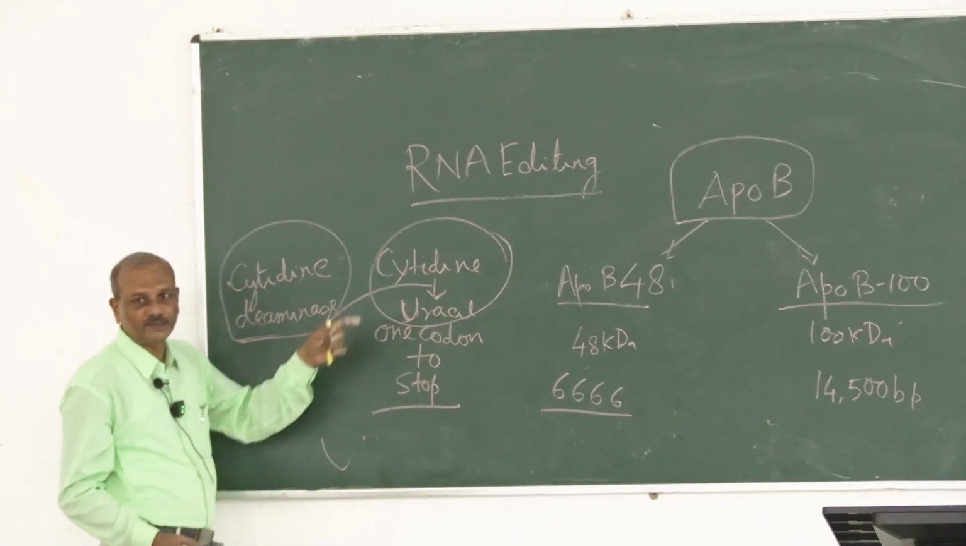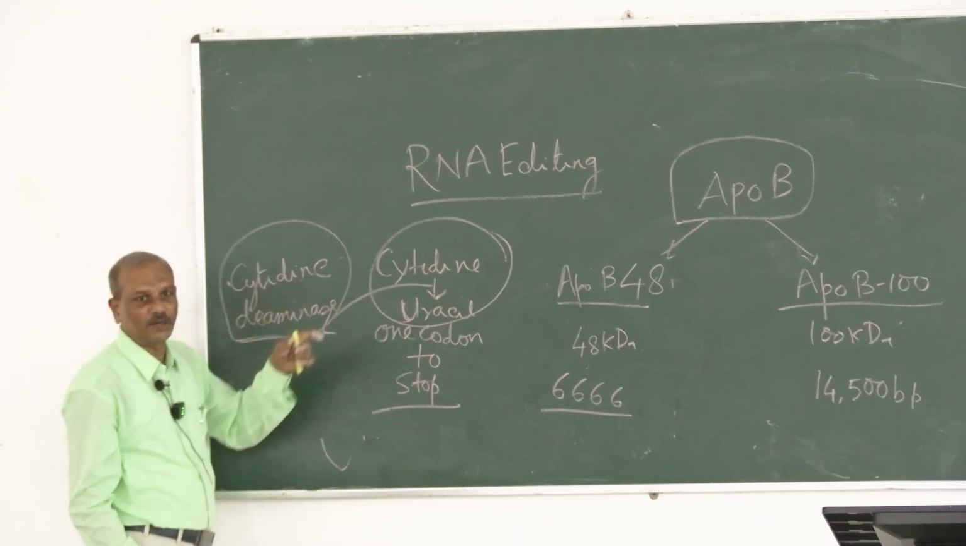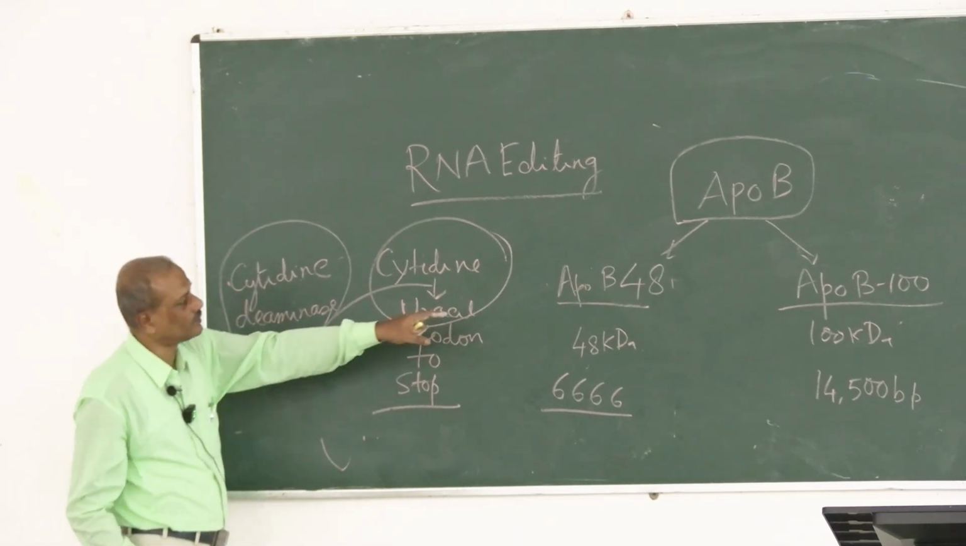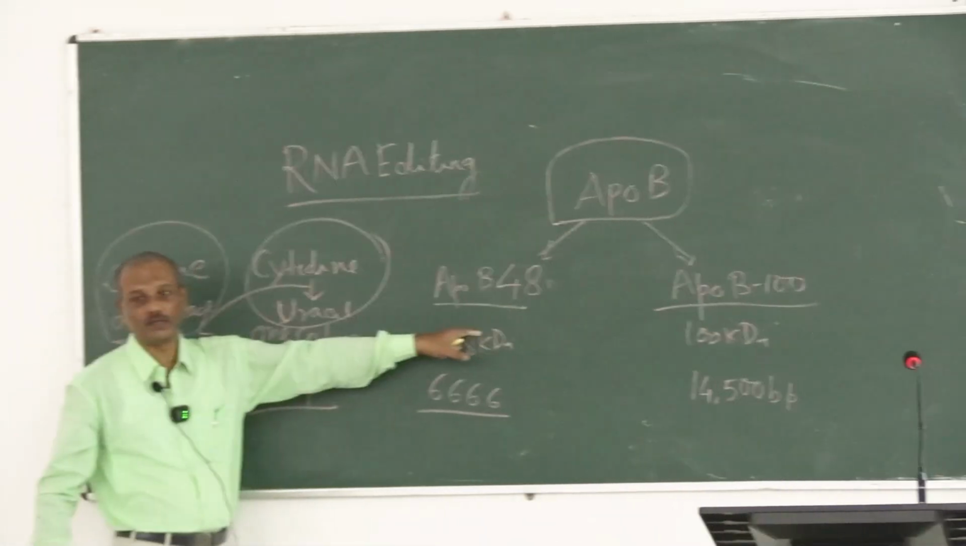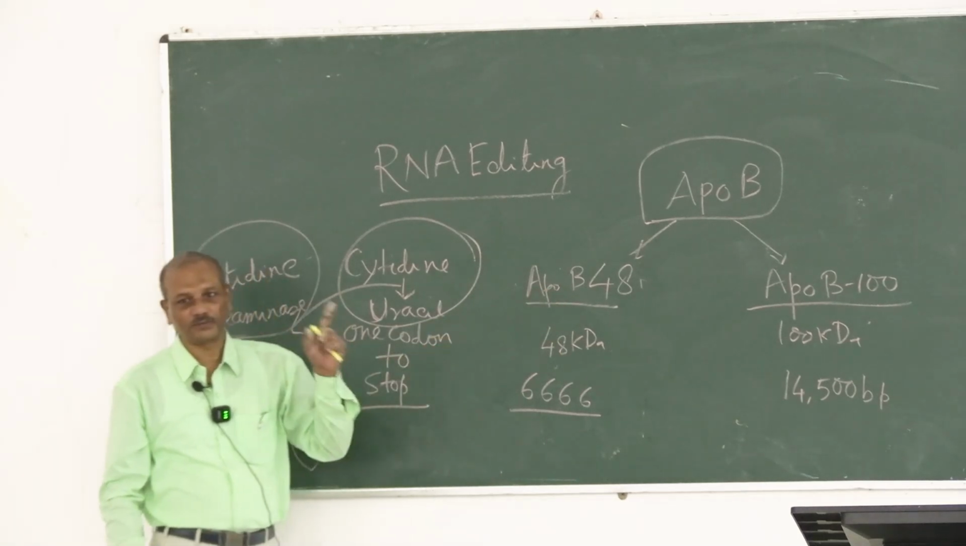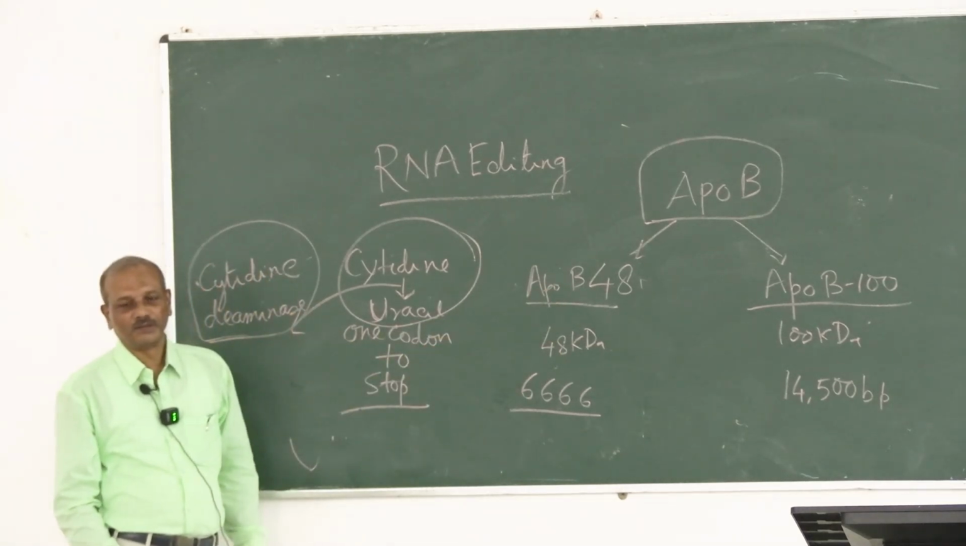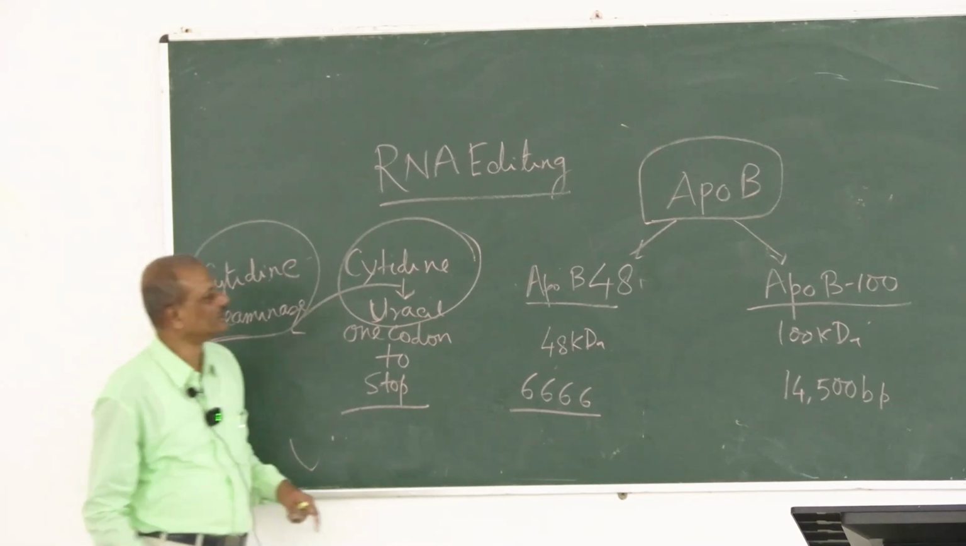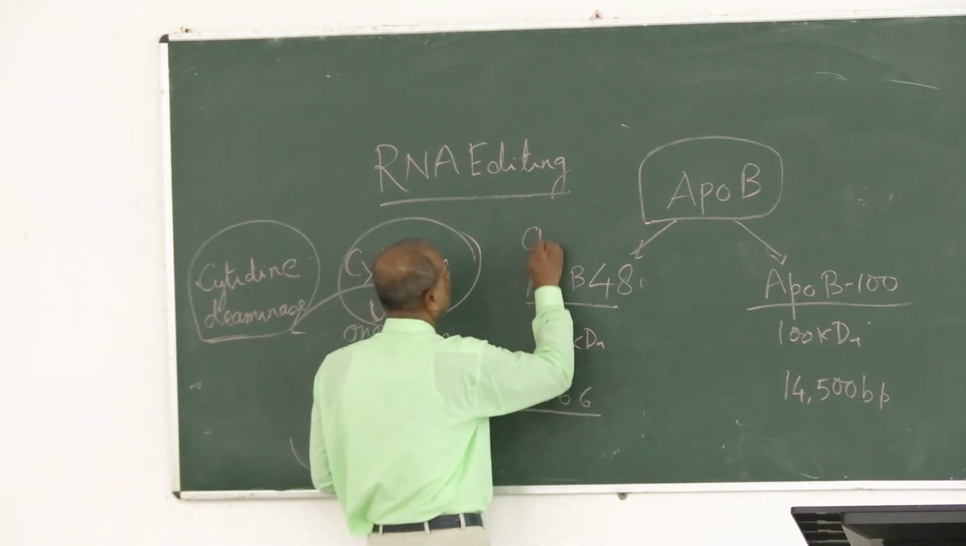And why is it done? It is done deliberately by nature, because ApoB 48 is expressed in the intestine. It is a part of chylomicron. ApoB 100 is formed in the liver, which is the apoprotein for LDL. So this is for chylomicron.